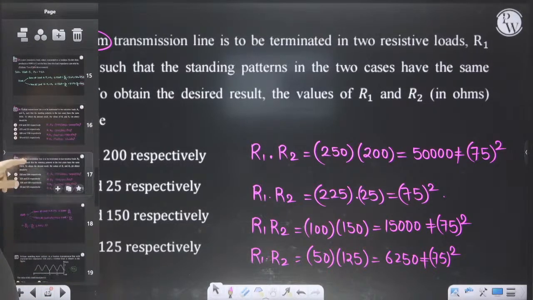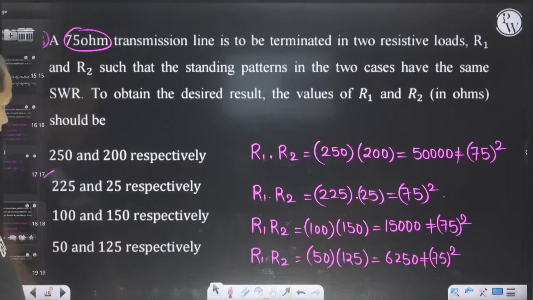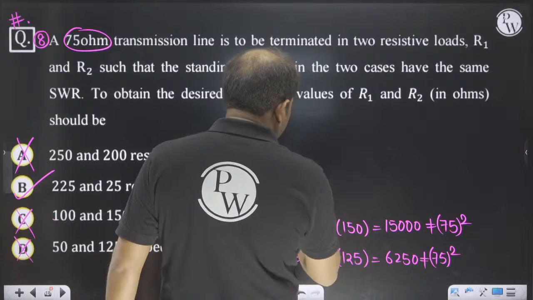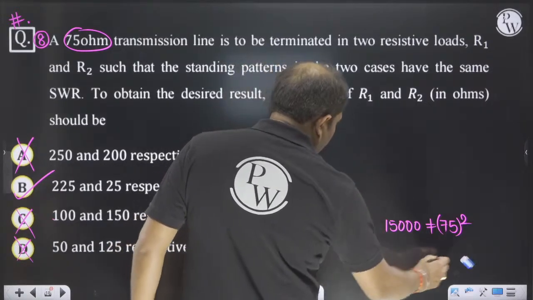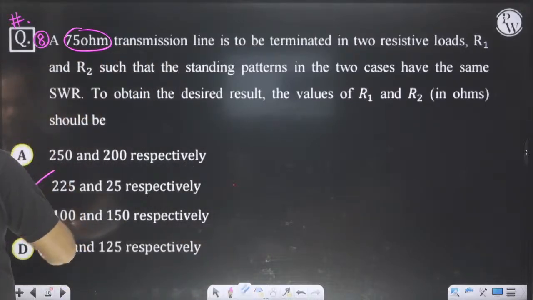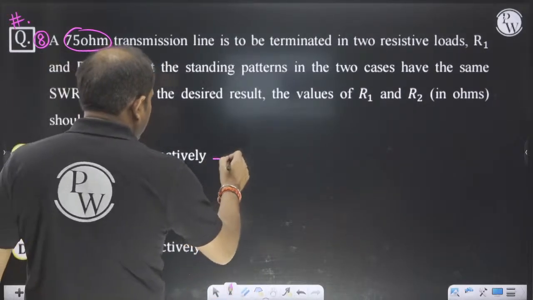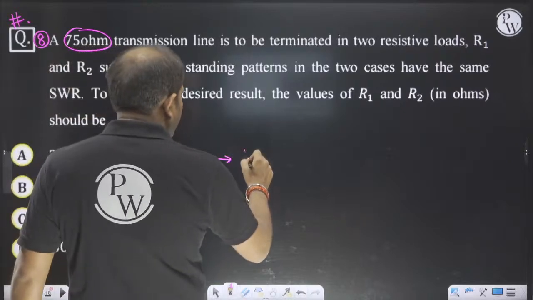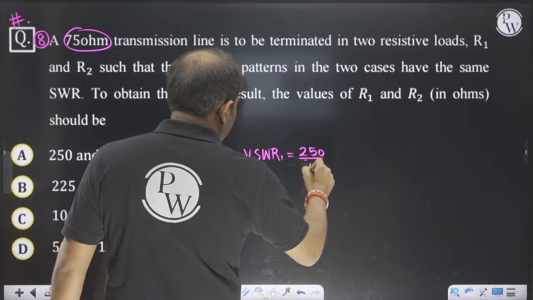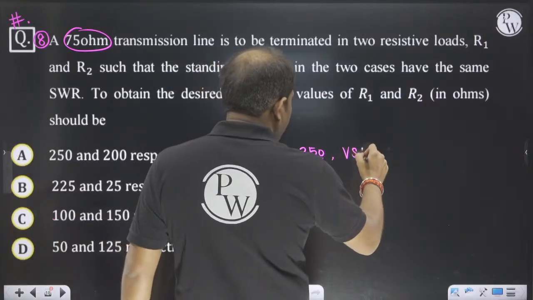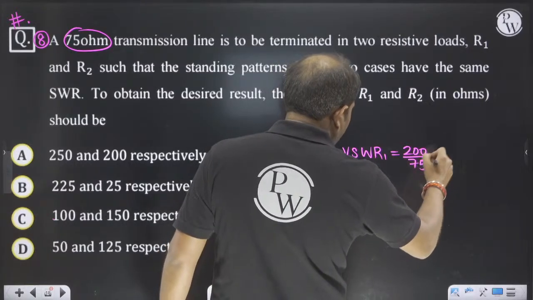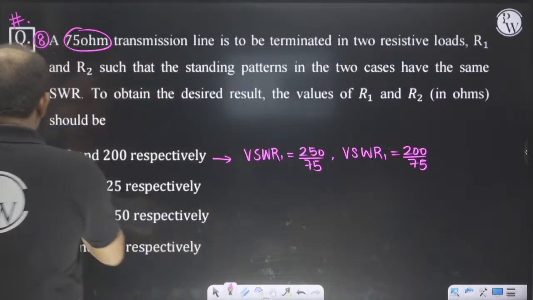Or I can solve it like this also. It is a very easy point. You can go through option by option. The first option is 250, so VSWR1 is 250 upon 75, and VSWR2 is 200 by 75. They are not equal, so this one is wrong.